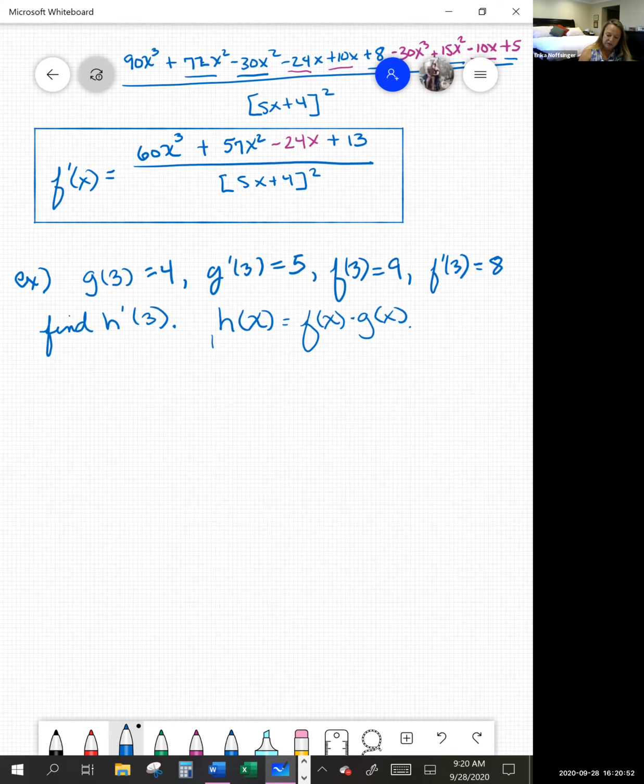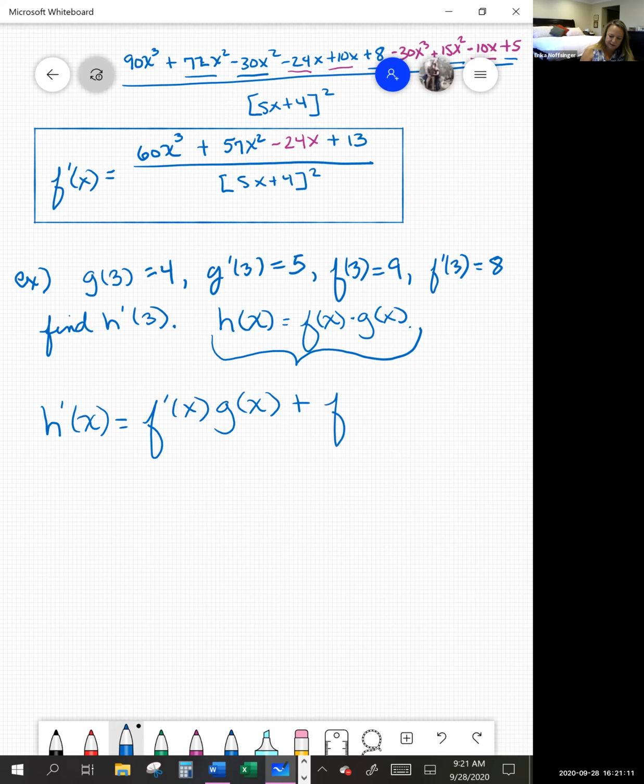Okay, so we want to use the product rule to find h prime of x. So product rule says h prime of x is equal to the derivative of the first. So we're going to write it as f prime of x times the second, g of x, plus the first, f of x, times the derivative of the second, g prime of x.